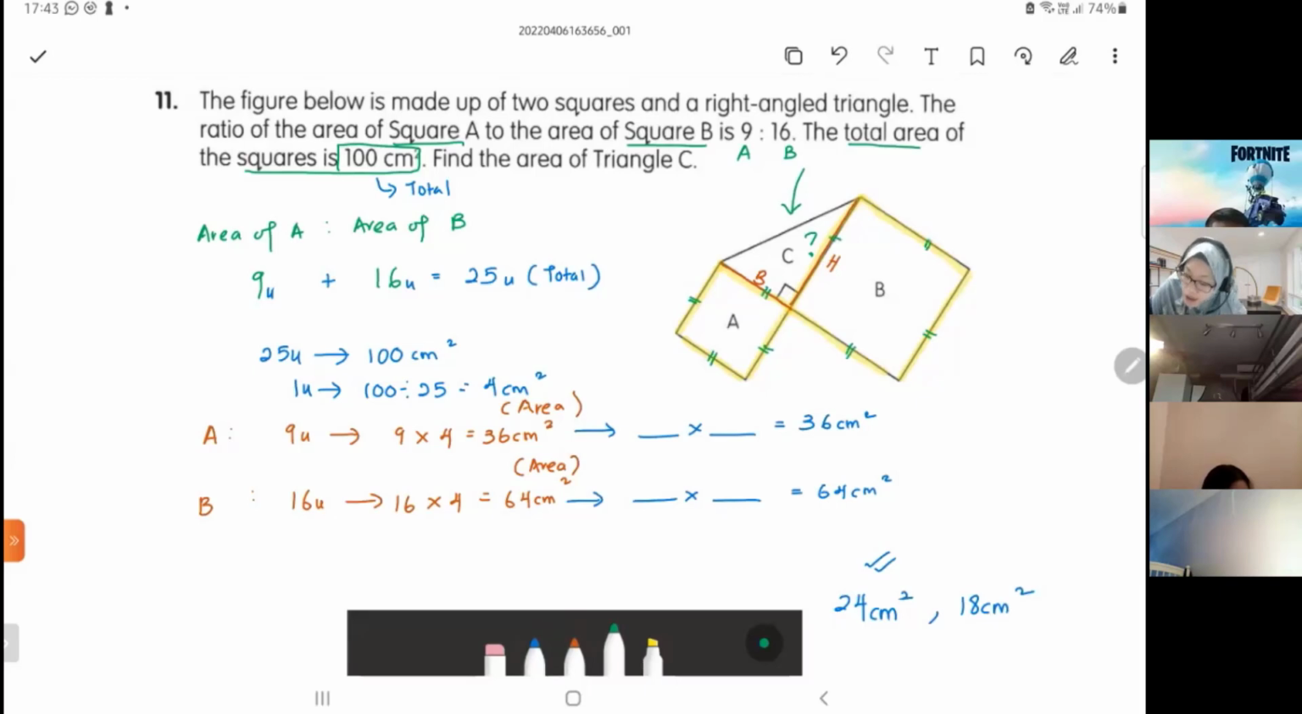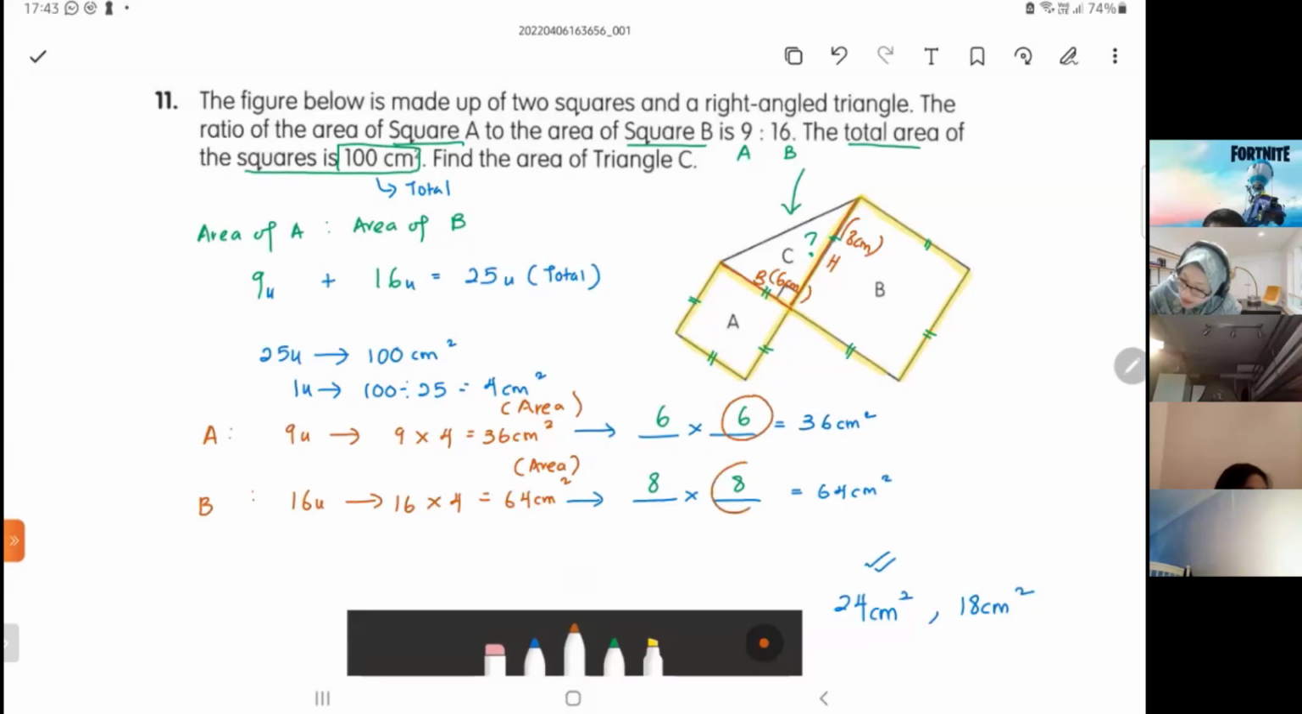All right, 6 times 6, then 8 times 8. So you know that for the sides of A, the base is 6 cm. The height will be 8 cm, correct or not? Okay, so once I have that, I can find the area of the triangle, right?